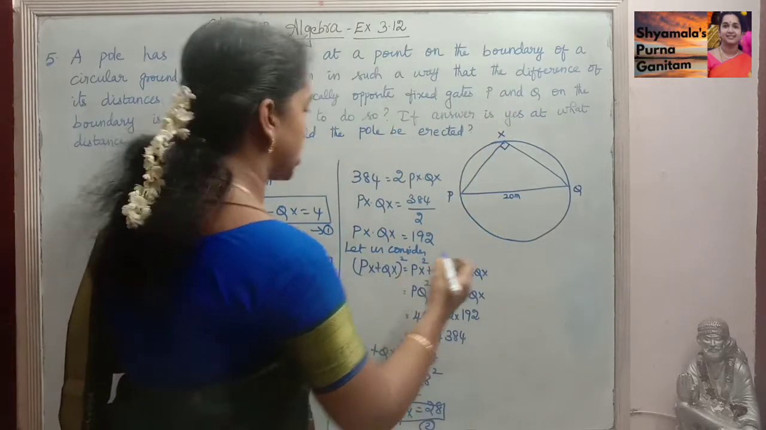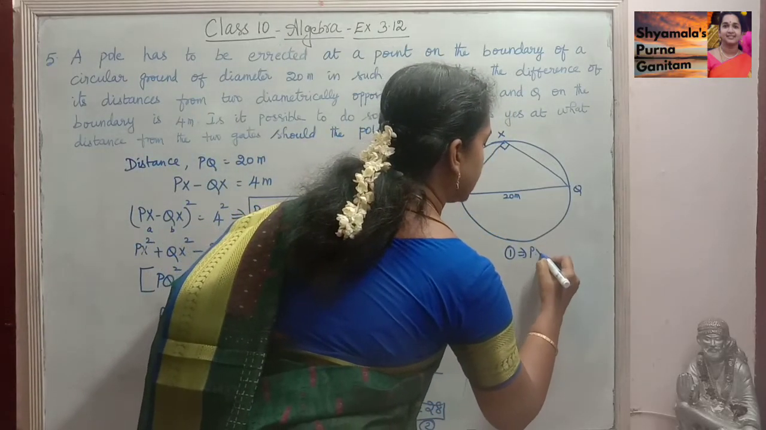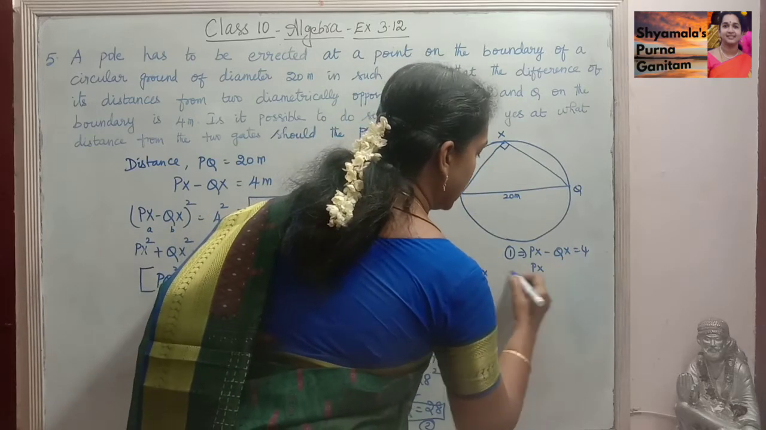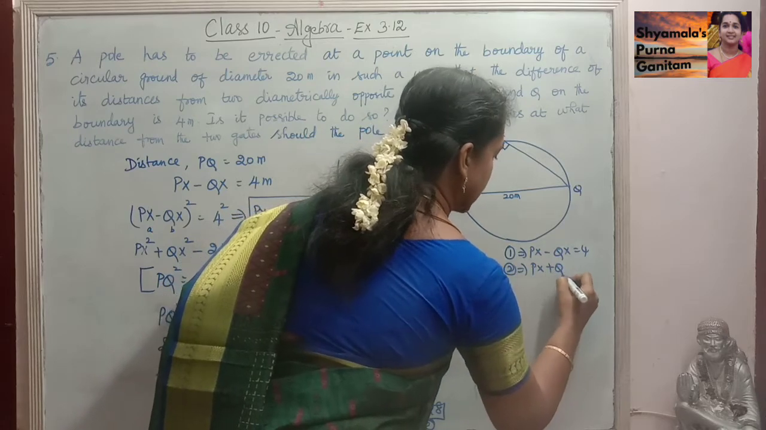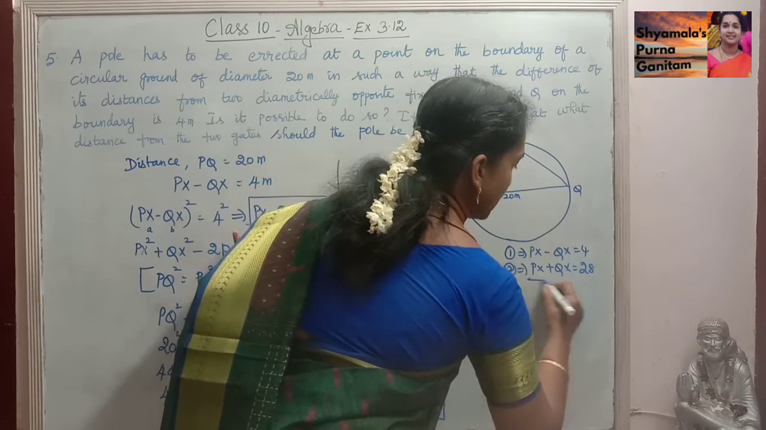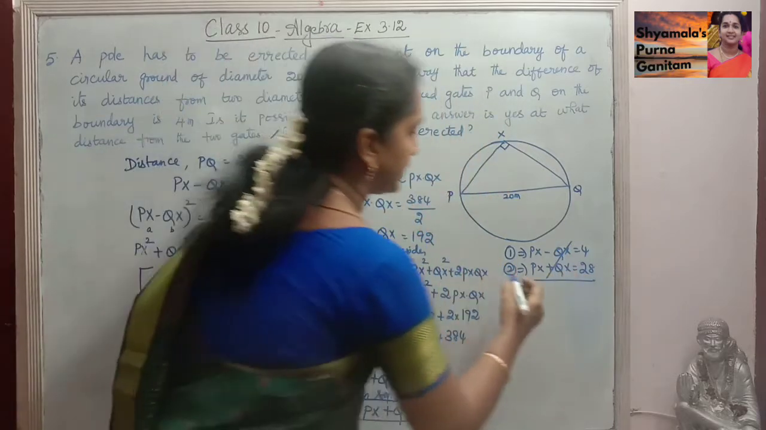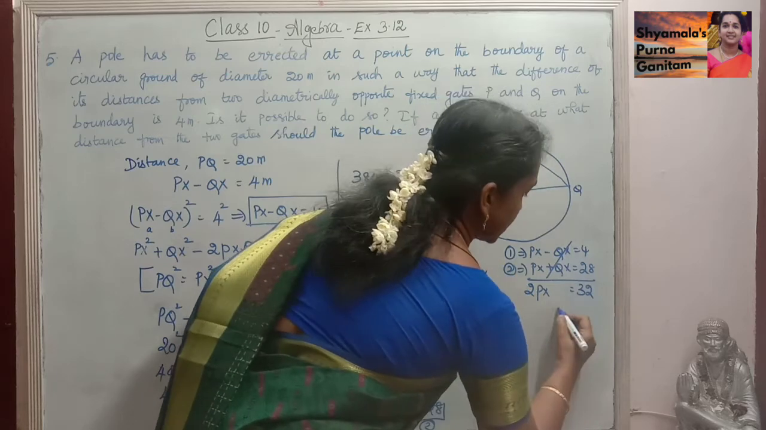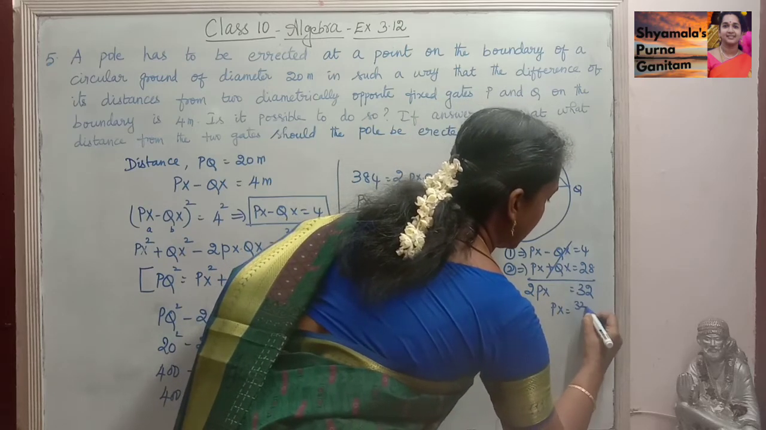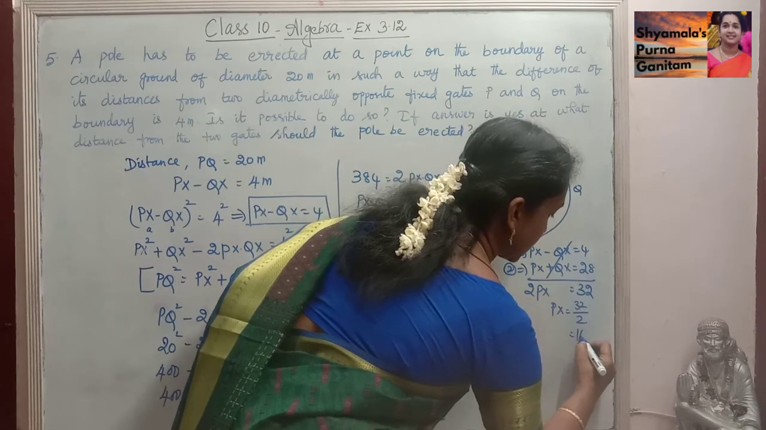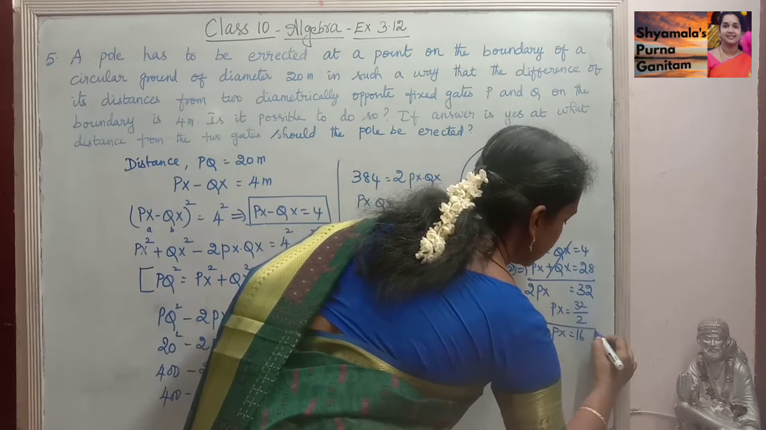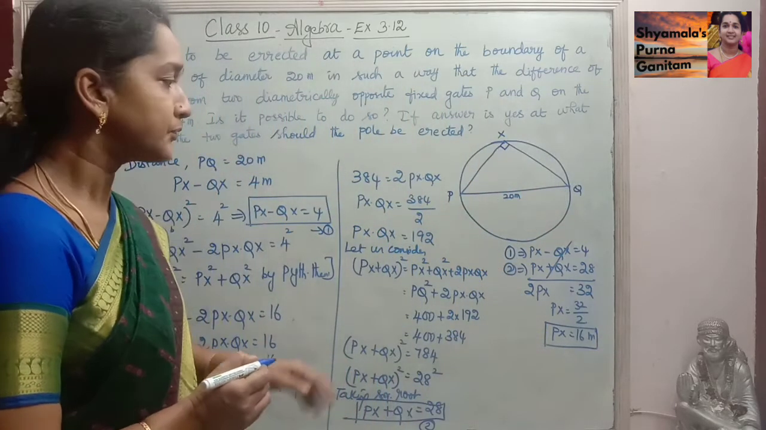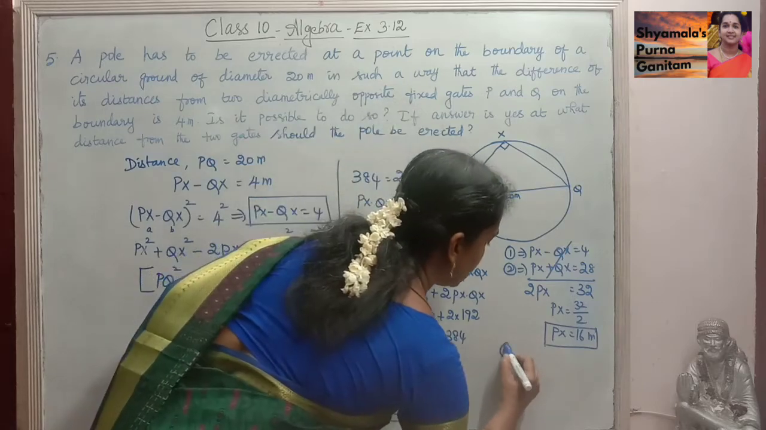Okay, so first equation is px minus qx is equal to 4. Second equation is px plus qx is equal to 28. So plus qx minus qx will get cancelled. So 2px is equal to 32. So px is equal to 32 by 2, that is equal to 16. So length of px is 16 meter. So now we will substitute it in the first equation.